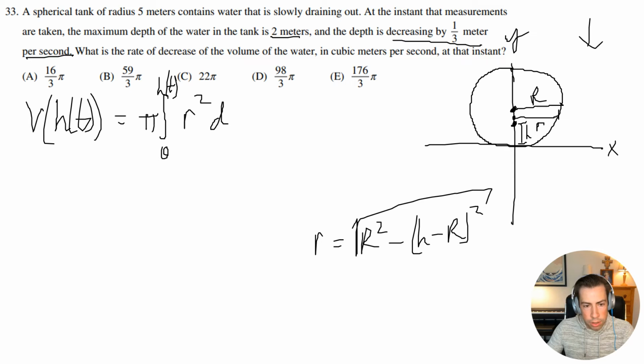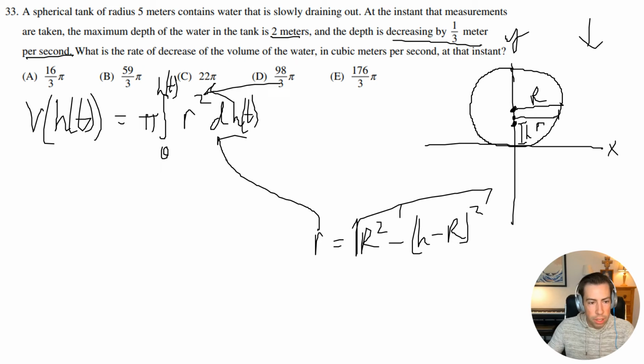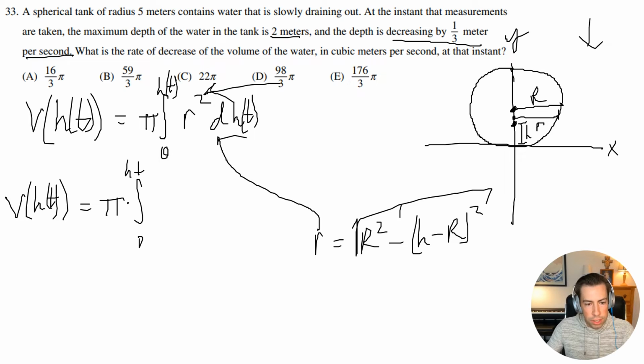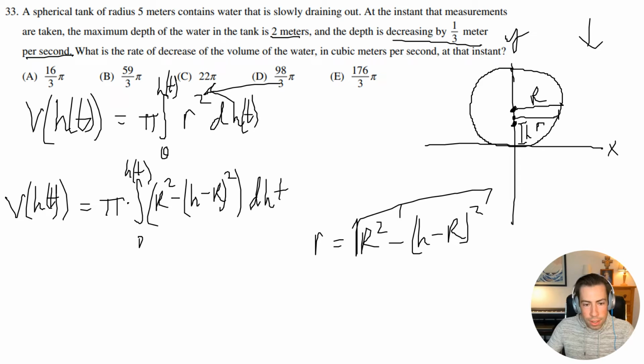Yeah, and then this is going to be with respect to height. Okay, so now I'm just going to plug in this for r, and I'll just drop the square root since we're squaring it. So I will have that V as a function of height, which is a function of time, is going to be pi multiplied by the integral from 0 to h(t) of r squared minus (h minus r) squared, and then of course all of that is going to be with respect to h(t).